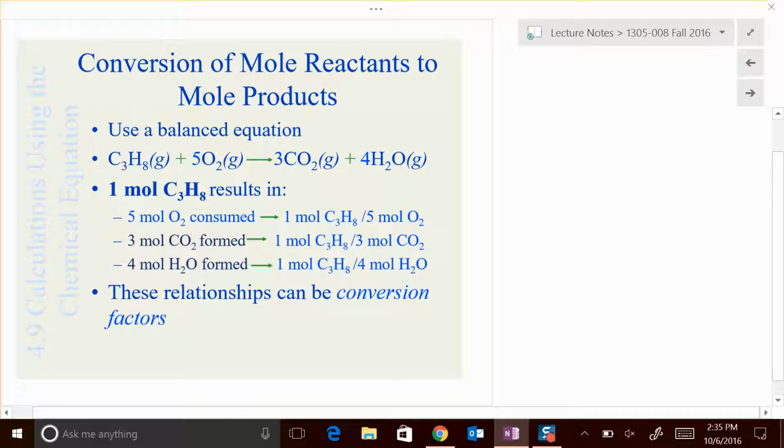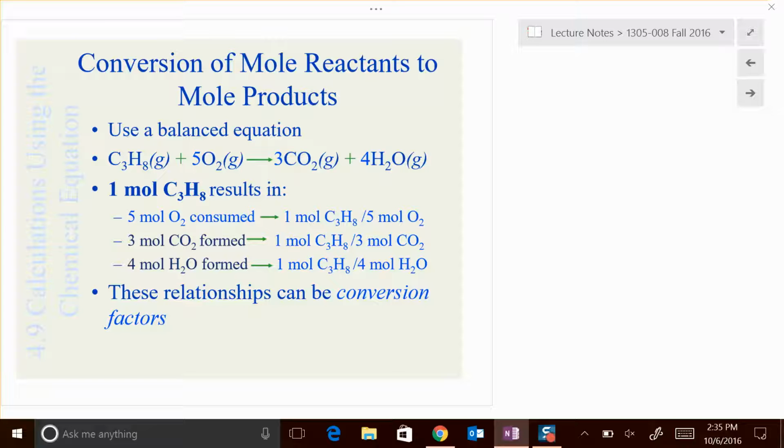Let's go here. Okay. So here I have C3H8 plus 5O2 produces 3 carbon dioxides and 4 waters. Okay? So 5 moles of O2 is consumed, 3 moles of CO2 is formed, and 4 moles of H2O is formed. And I can get the molar relationships between C3H8 and O2, or C3H8 and CO2, or C3H8 and H2O. I can relate them all to one another.